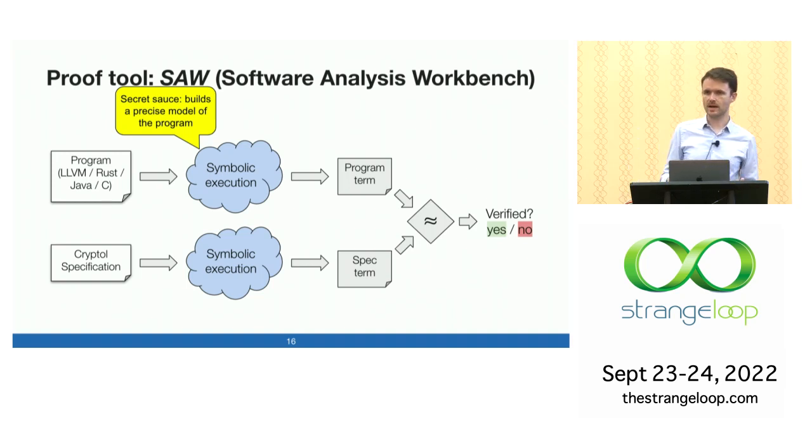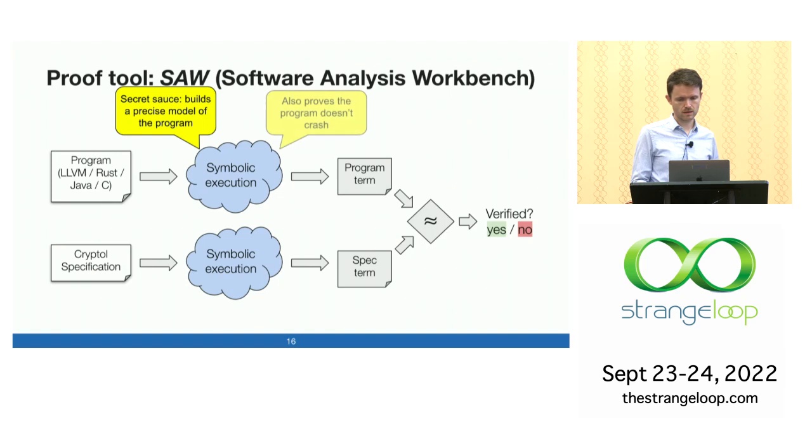And so what we have in our proof architecture is a very precise symbolic execution tool that lets you take real-world pieces of code and then convert it into symbolic models. These symbolic models represent all the properties of the program in a mathematical form. The other thing that symbolic execution does is it proves that the program can't crash. So it proves that you can't get those undefined behaviors.